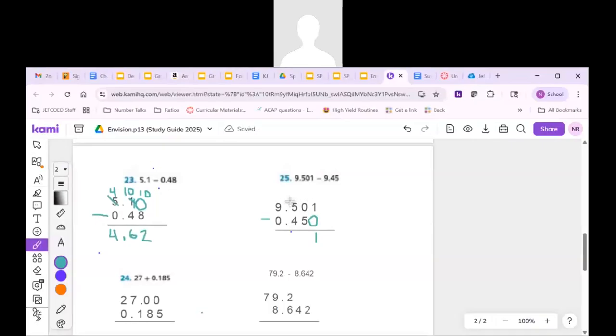So I go next door and I take 1, which leaves me 4. And that 1 becomes 10. Take 1, put 10. Okay, so now I have a 10. 10 minus 5 is 5. Oh, good. Look, 4 minus 4 is 0. I'm not going to have to regroup. Then here's my decimal. And then I have 9 minus 0 is 9.